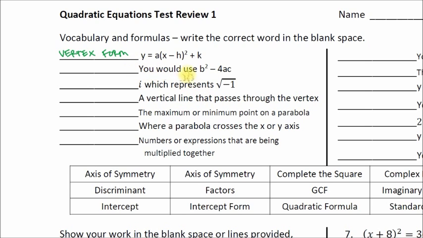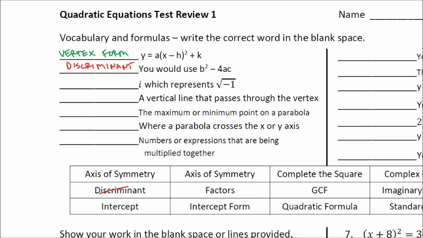Next one, you would use b squared minus 4ac. Well, that's part of the quadratic formula. We call that the discriminant. And so we can see here we've got discriminant in our boxes. Make sure you know the vocabulary, because these are not only important, easier points to get on the test, but also they'll help you later in the test. Like if you know this is a discriminant, then later if it asks you to find the discriminant, you've got the equation for it right here.